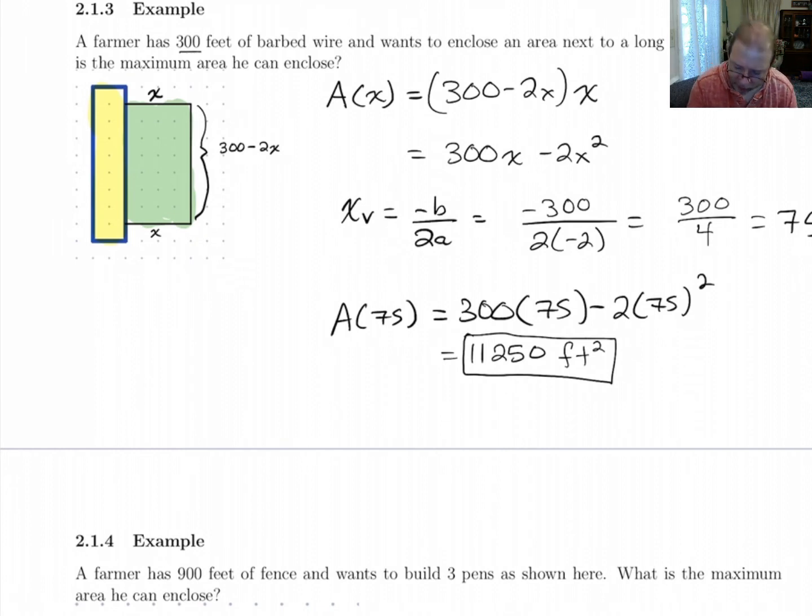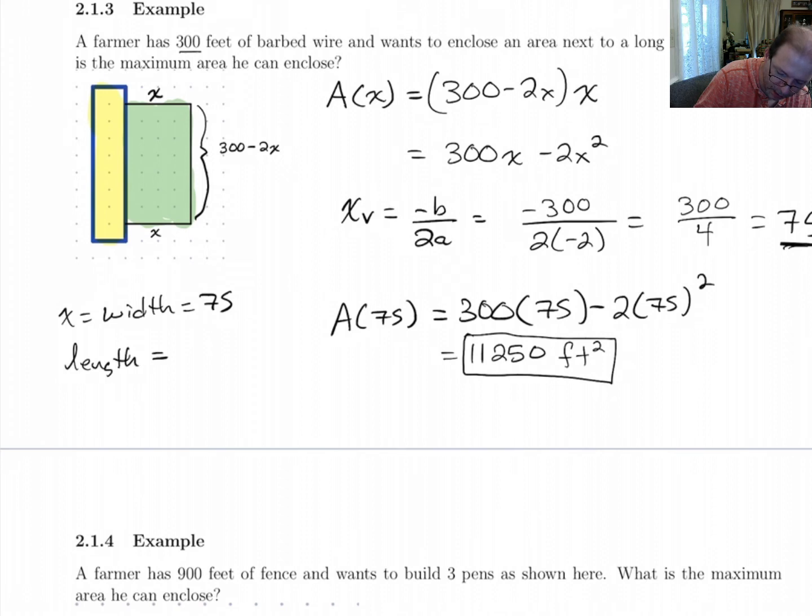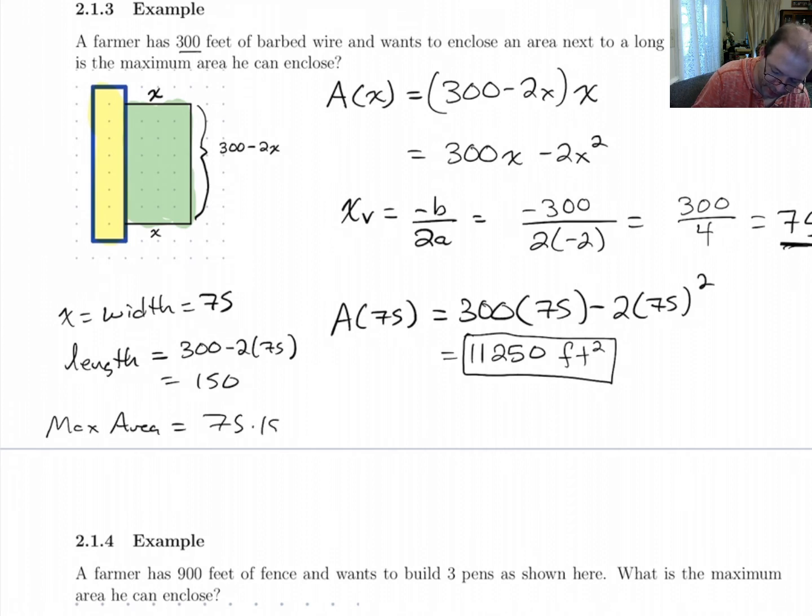The other thing you could do is, once you've got that x is 75, let's call that the width. The length then is this up here, this 300 minus 2x. So that's 300 minus 150, so that's 150. And so the max area is going to be 75 times 150, just length times width, which is still 11,250.